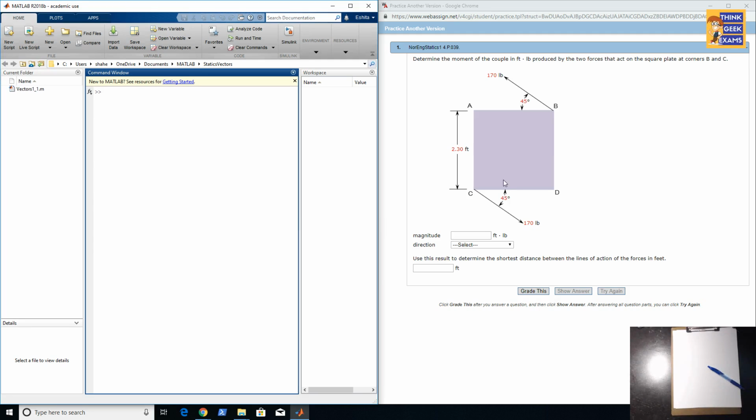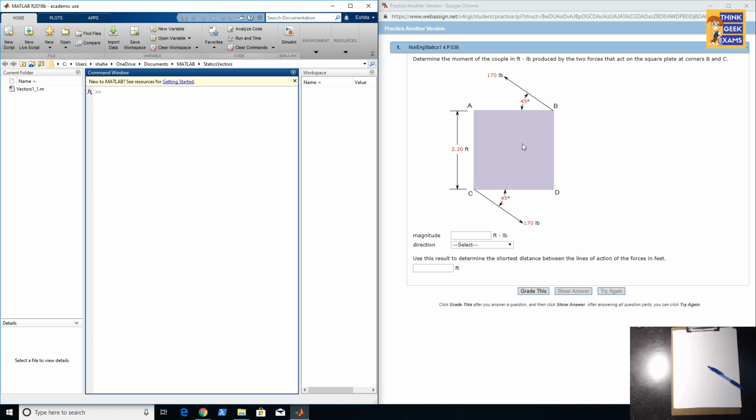So this one is a coupling problem. A moment of the couple is basically a force of equal size going in opposite directions. And here we have a 45-degree angle and a 45-degree angle, so they are parallel to each other going in opposite directions. And then we have a square on which this thing is working. As we can see, this is 45 degrees and that is 45 degrees. So the diagonal here is 45 degrees, so the diagonal is actually 90 degrees from this.